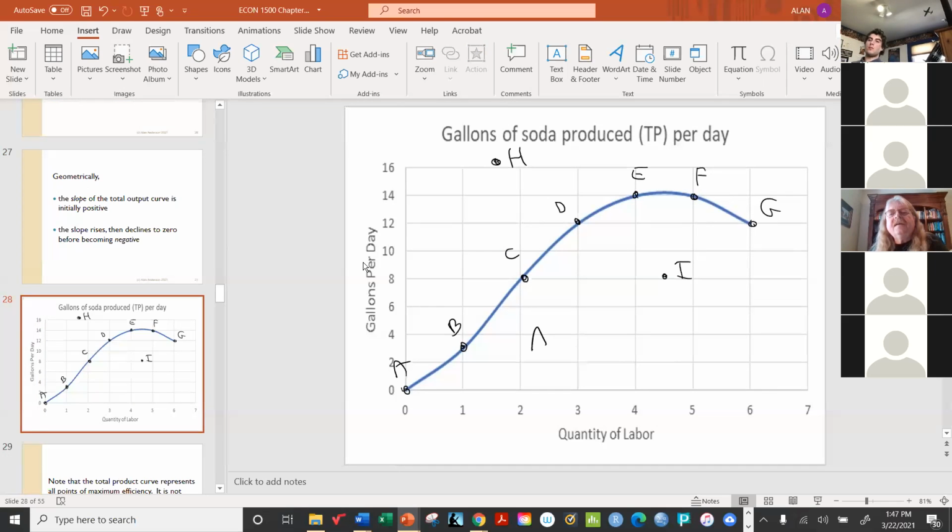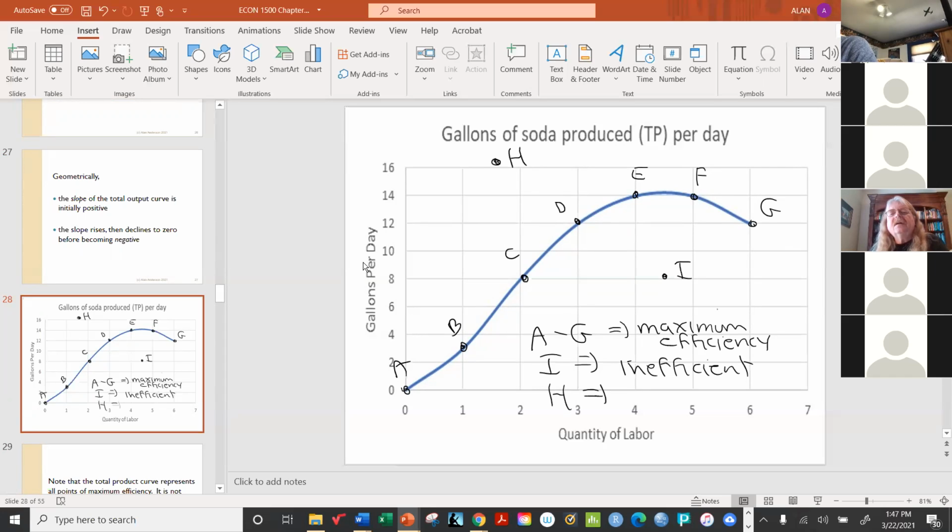Now, the points A through G represent maximum efficiency. Point I is inefficient, which means it's wasteful, of course. H is what we'd like, but H is unattainable with the current resources. Just like with our PPF curve, production possibilities frontier, you can see points on the curve are at maximum efficiency, above is unattainable, and below is inefficient.